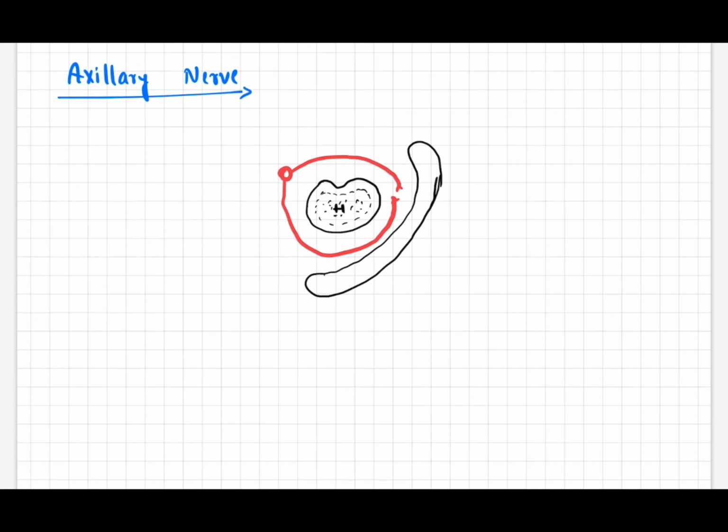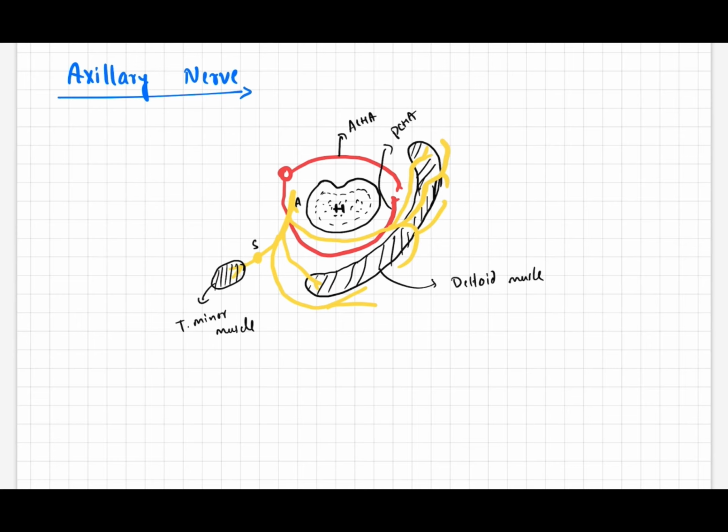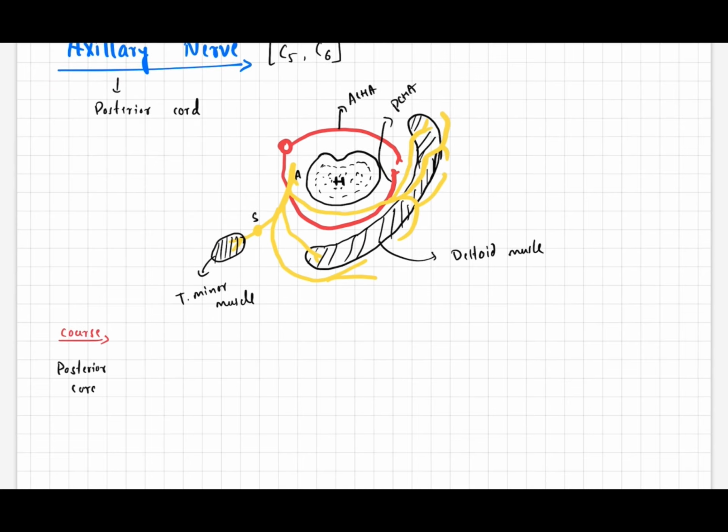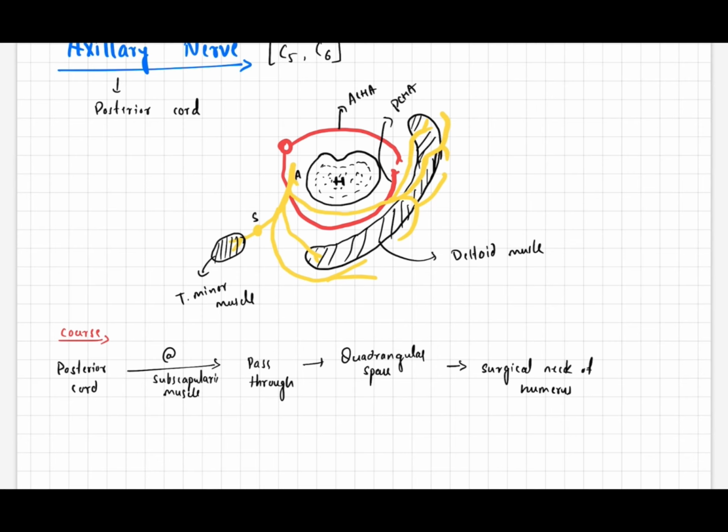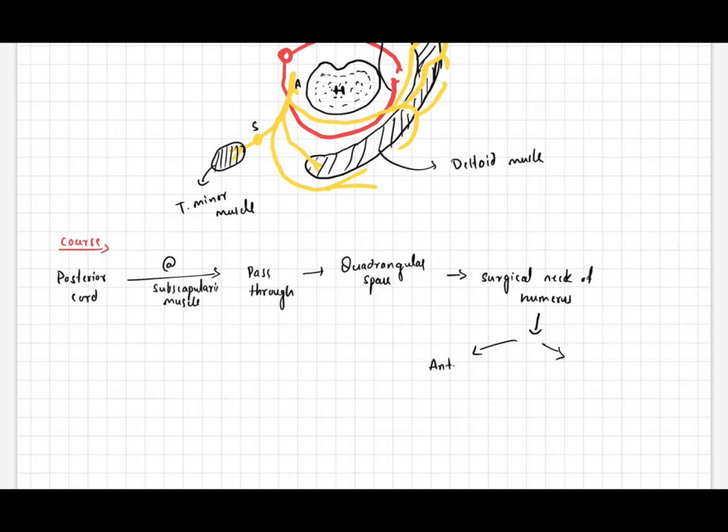Axillary nerve. It arises from the posterior cord of the brachial plexus near the lower border of the subscapularis. It runs backwards on subscapularis to pass through the quadrangular space along with the posterior circumflex humeral artery. Here it is intimately related to the medial aspect of the surgical neck of the humerus, immediately inferior to the capsule of the shoulder joint.